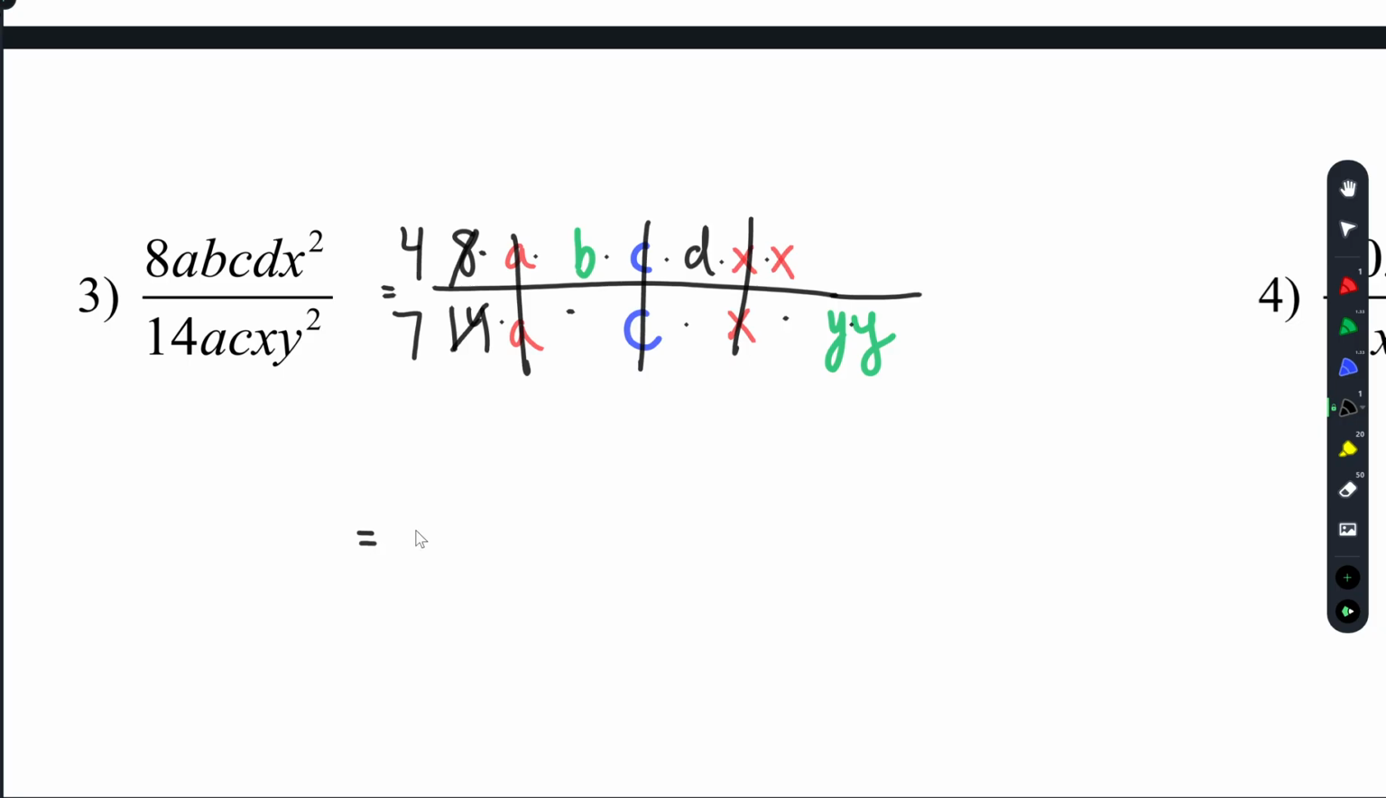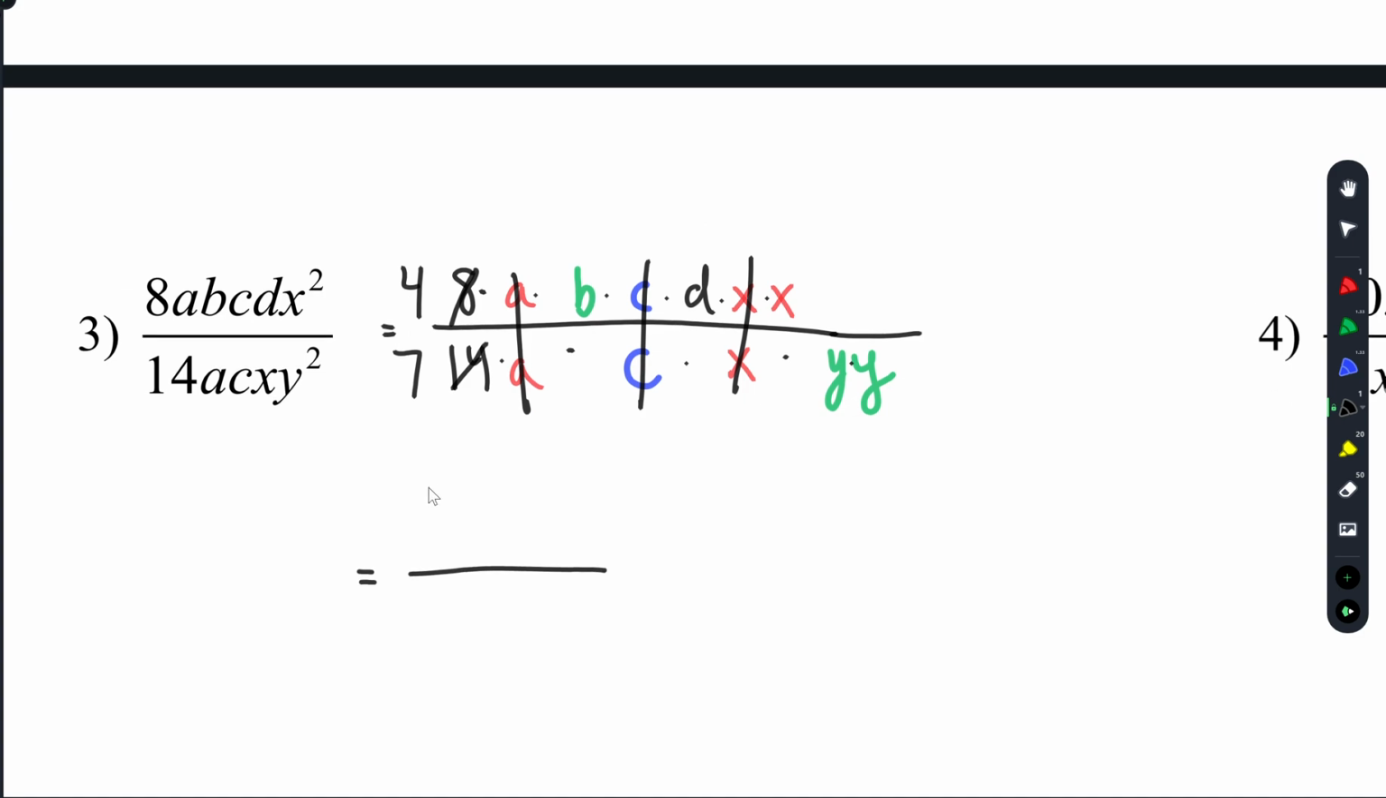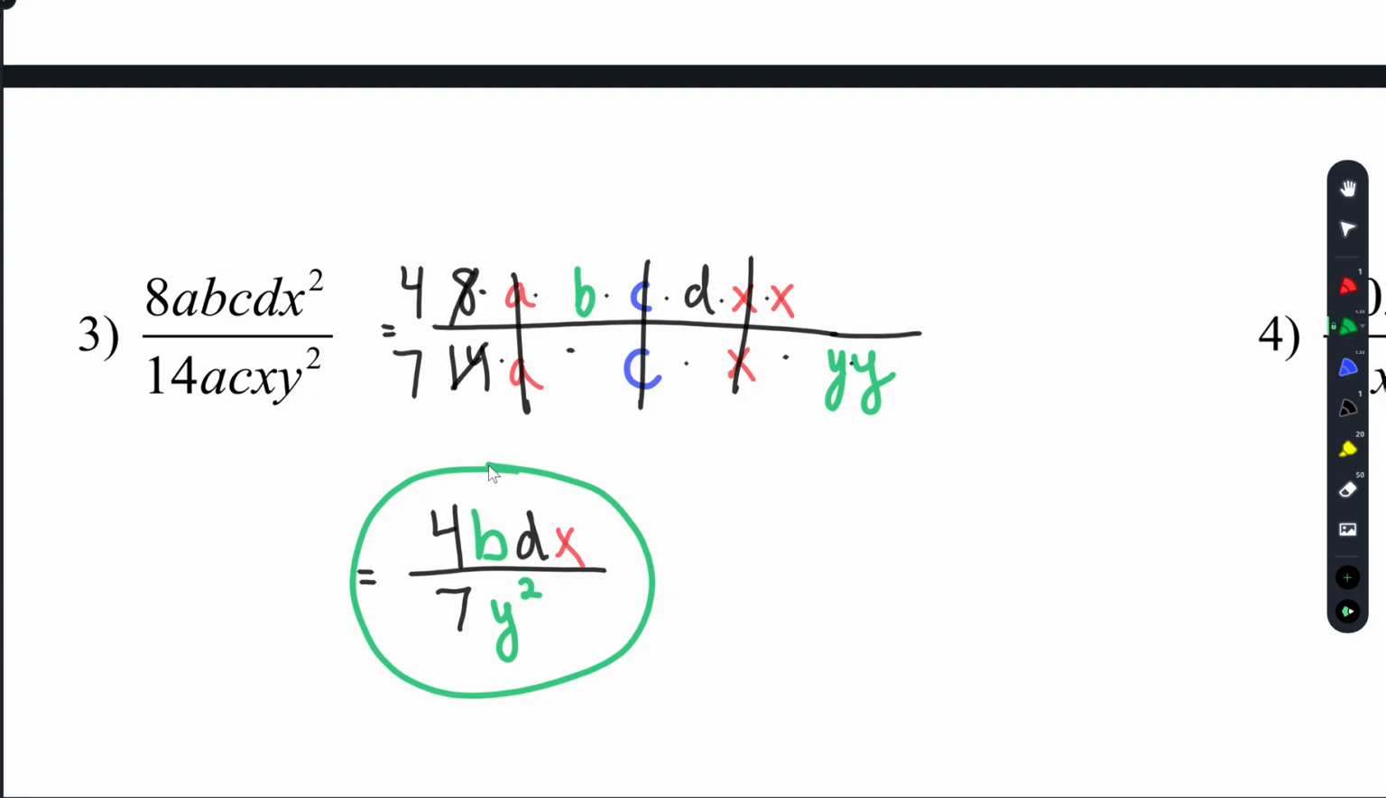So then whatever's left on the numerator you're going to write, and whatever's left on the denominator you're going to write. So the 4's on the numerator, the B, and a D, and an X, right? And then on the denominator, you've got a 7 and a y squared, I guess. Everything else got rid of. So then that's it.